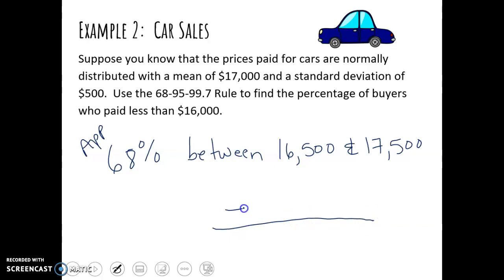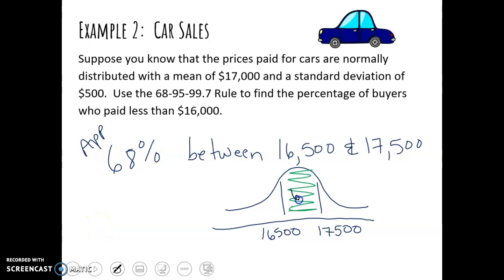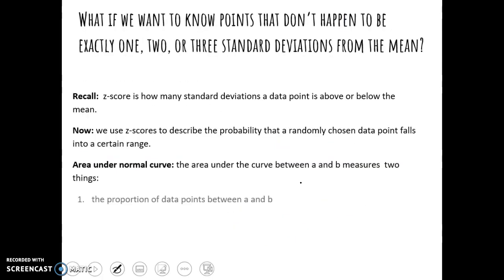So the area under the curve between 16,500 and 17,500, this area right here, remember that's 68% of the data according to the empirical rule. Well, that's the proportion of 0.68, or the area under the curve between those 2 points is 0.68. That means that if we were to choose an individual at random from the population, the probability that they are between 16,500 and 17,500 is 0.68. So area under the normal curve has 2 meanings: the proportion of data between those 2 points and the probability that a randomly chosen data point is within that range. So proportion and probability is what is represented by area under the normal curve.